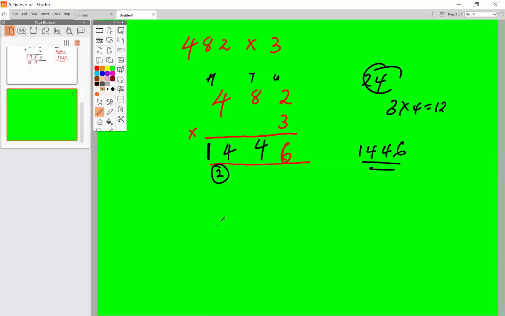Also, try a few more examples on your own, such as 363 multiplied by 5, 328 multiplied by 9, and 777 multiplied by 3. We shall do these questions in our next video.